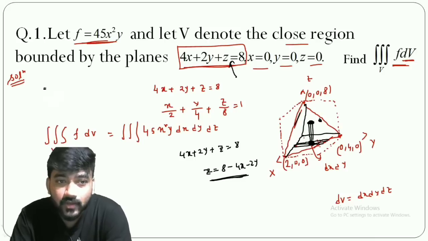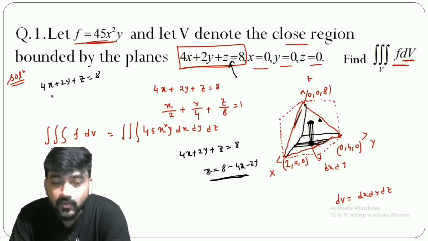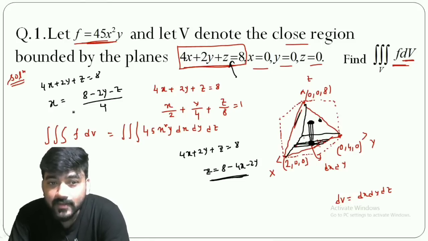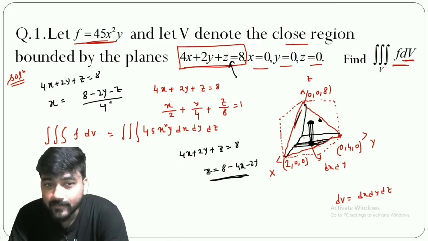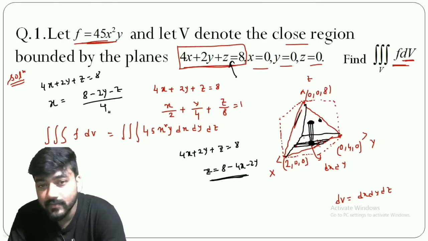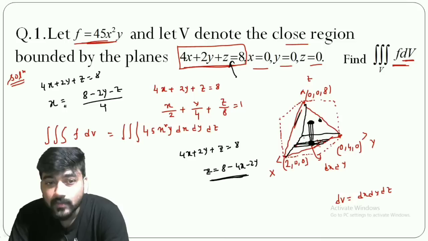Because you have 4x plus 2y plus z is equal to 8. If you want to see the limit of x, you can get from here 8 minus 2y minus z divided by 4. So in that case, you convert x in terms of z, and put the limit of x from 0 to (8 minus 2y minus z) by 4. If you want to integrate with respect to y first, you can find from here 2y is equal to 8 minus 4x minus z. So y will be (8 minus 4x minus z) by 2.